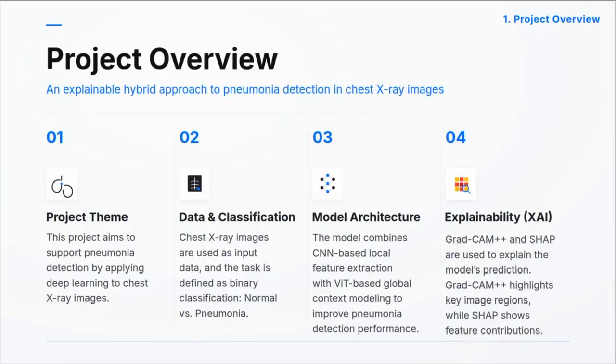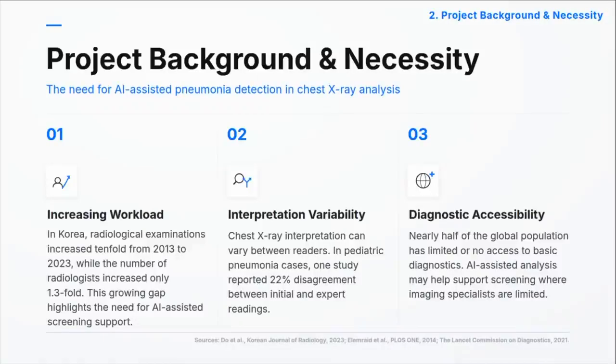First, this is the project overview. This project is a deep learning system that classifies pneumonia from chest X-ray images. We used a hybrid structure combining CNN and ViT along with Grad-CAM++ and SHAP-based XAI analysis.